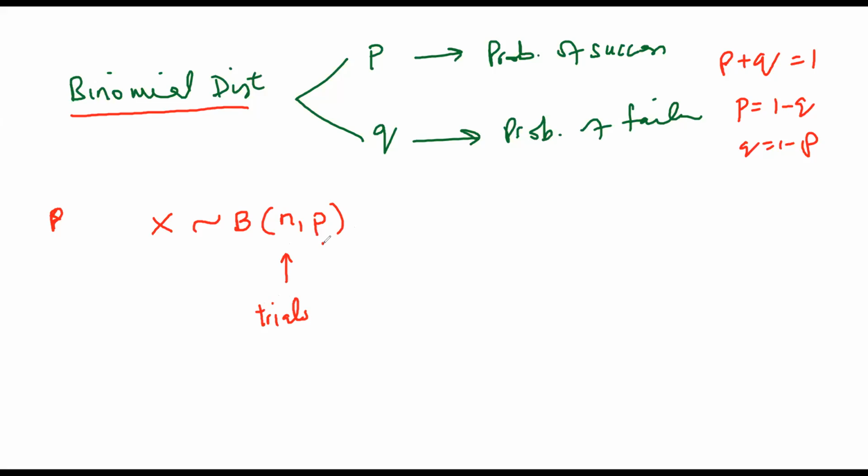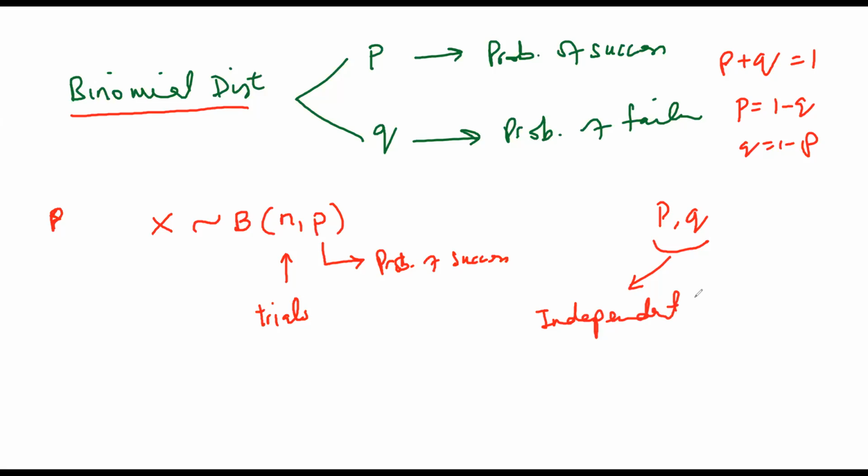Okay, you must know this probability of success. This is the probability of success. Then if you want to model your distribution as a binomial distribution, both this P and Q should be independent events. Like if you get a head, this should not affect the probability of getting a tail, or if you get a tail, this should not have any effect on the probability of getting a head.